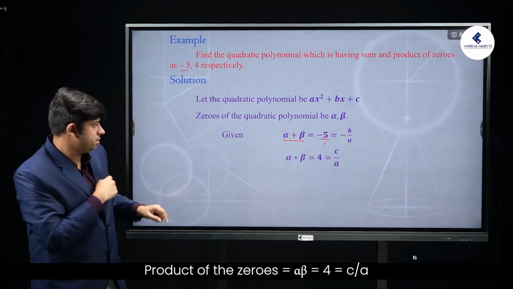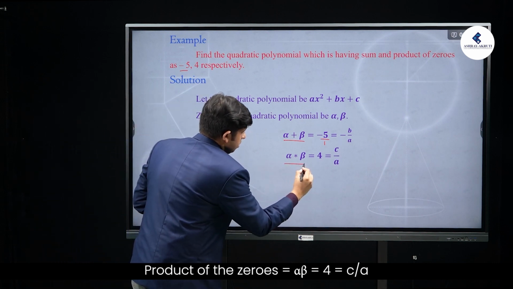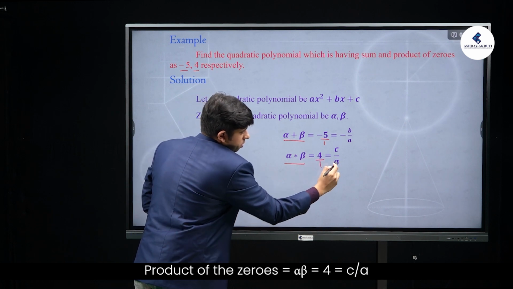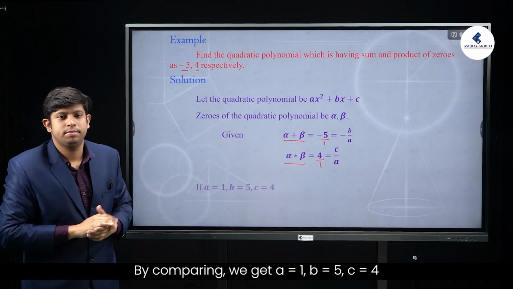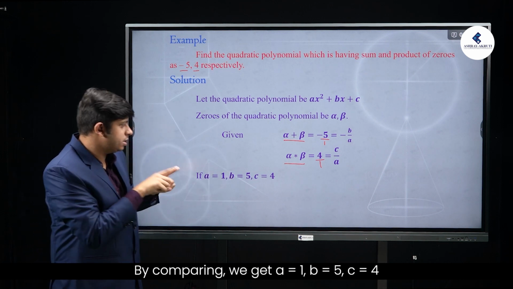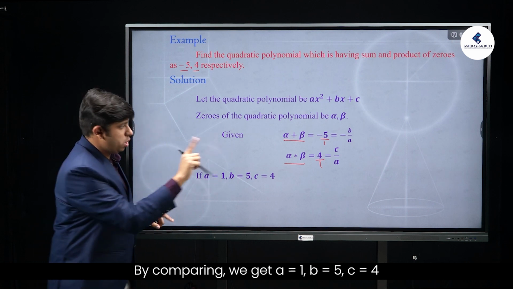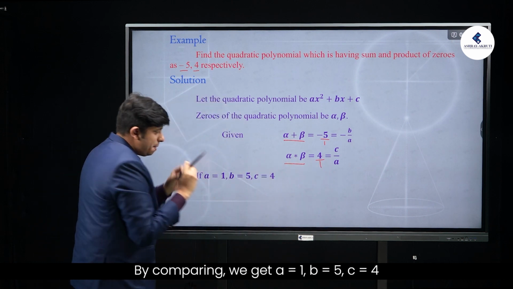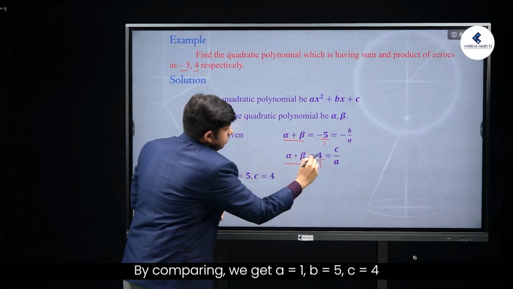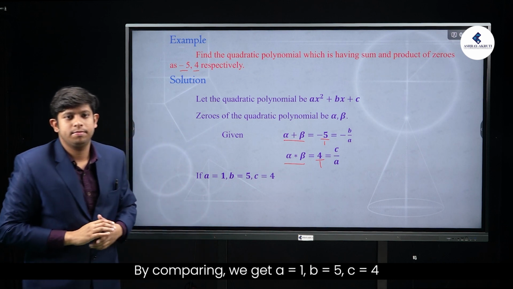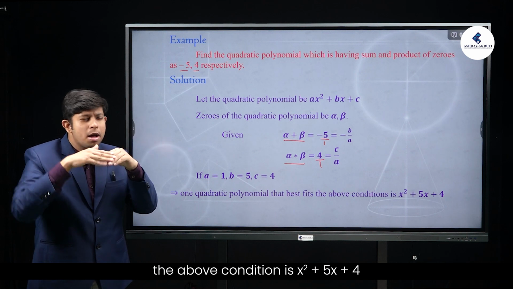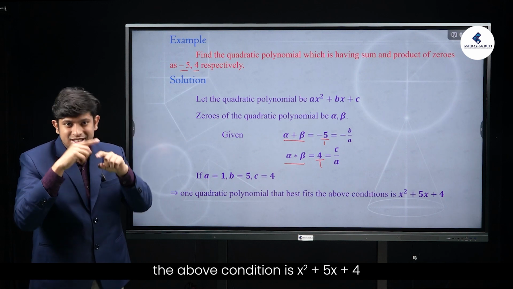Product of the zeros is equal to alpha into beta, which is equal to 4, that is equal to c by a. By comparing, we get a equal to 1, b equal to 5, c equal to 4. Now, one quadratic polynomial that best fits the above condition is x square plus 5x plus 4.